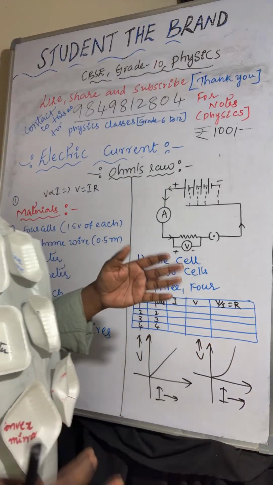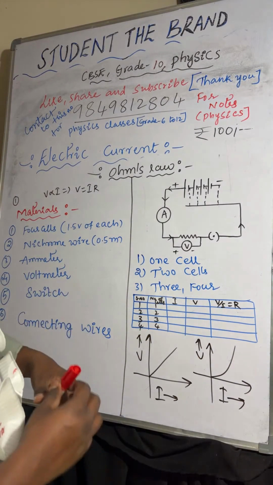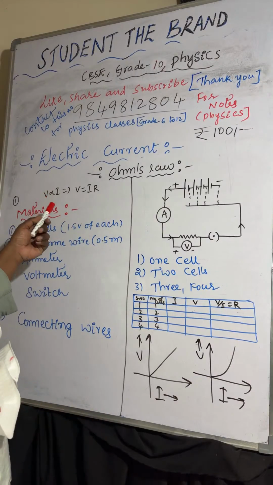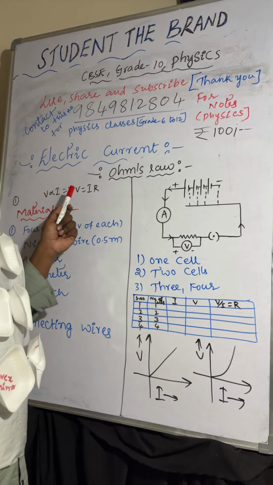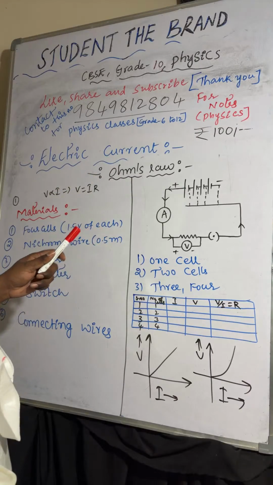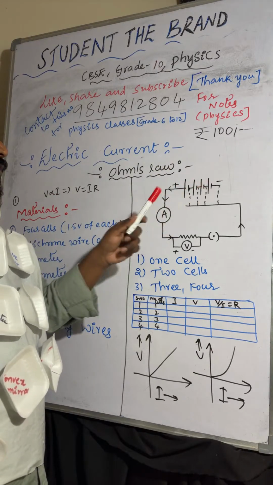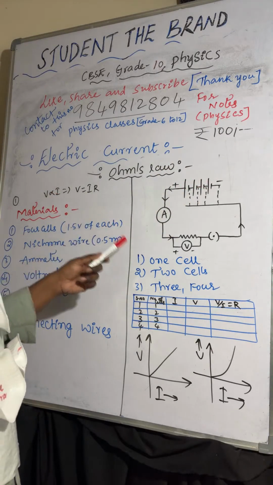Once again, the potential difference across the ends of the given metallic conductor is directly proportional to the current flowing through it at a constant temperature. V is directly proportional to I, V equal to IR. Okay, so materials required: 4 cells, 1, 2, 3, 4. So 1.5 volts each.